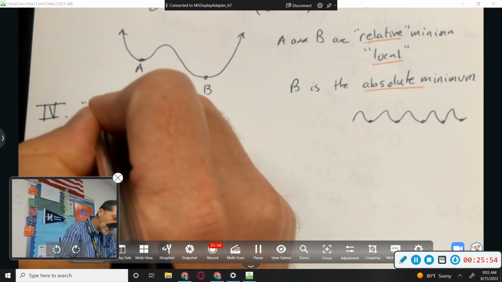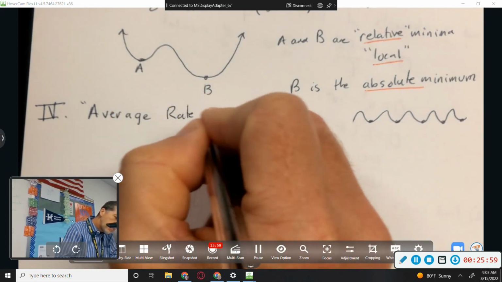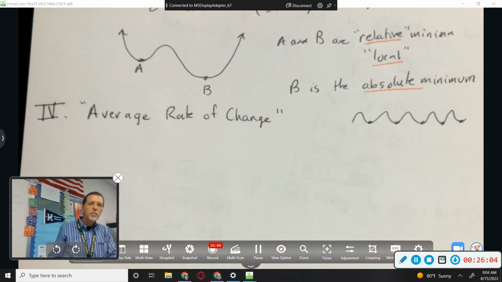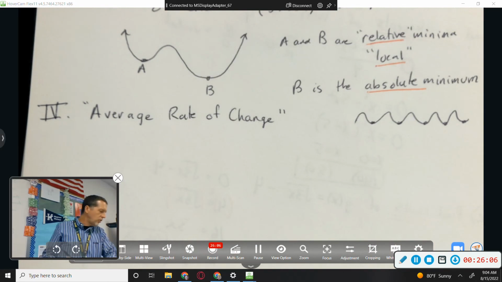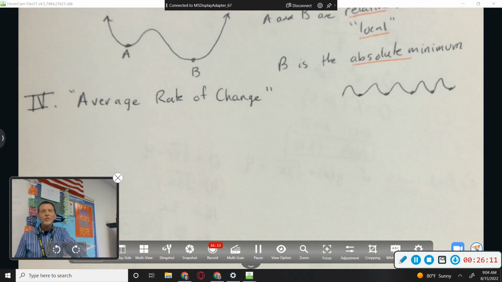Roman numeral 4 and final: average rate of change. I wish we used that term. You've done this before. You may not have called it average rate of change, which I wish we would use in freshman or sophomore year or somewhere before you get to me, but oh well. Do you know what it is? Has your teacher used that term? It's slope. It's fancy talk for just slope.